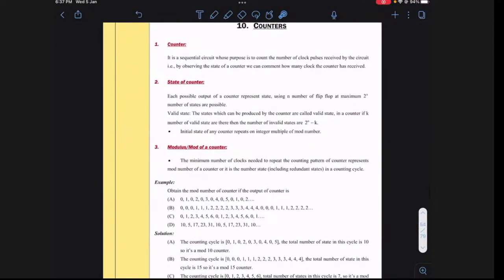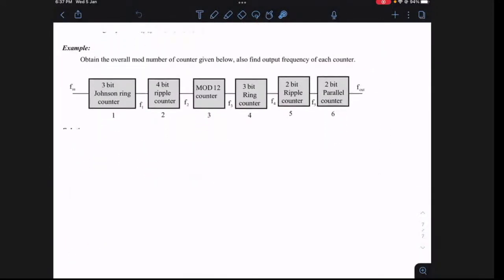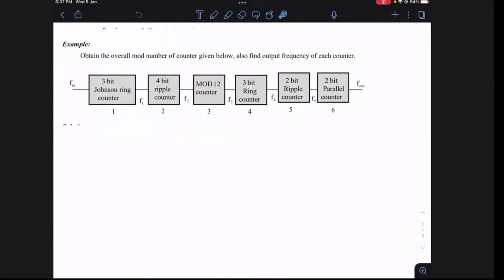The next question I would like to take is from counters. This is one model question. It looks like a lengthy question, but it will give you a lot of information, so I have intentionally taken it. The question is: obtain the overall mod number of the counter given below. Also find the output frequency of each counter. So you need to obtain the overall mod number of the counters, and what is the output frequency of each counter?